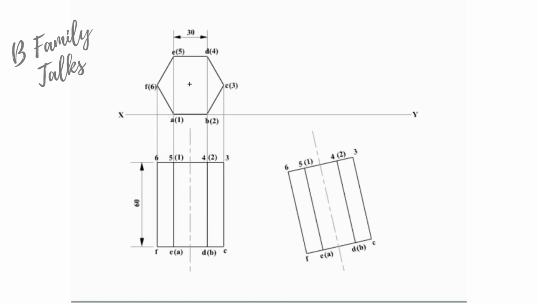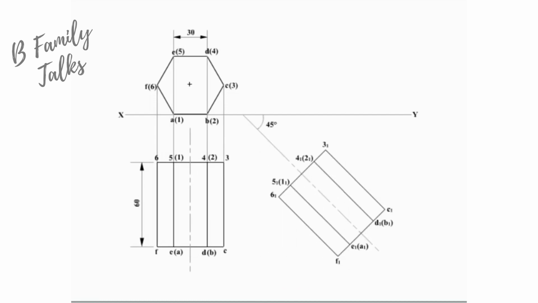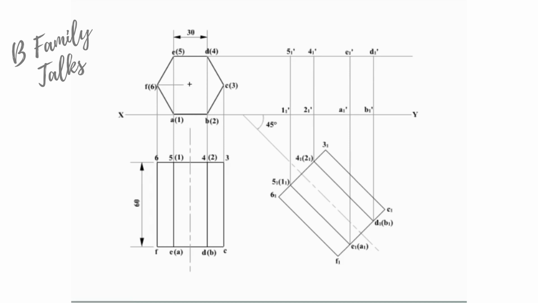Rotate the top view through 45 degrees with respect to XY. Draw projectors from the rotated top view and the initial front view and name the points of intersection.